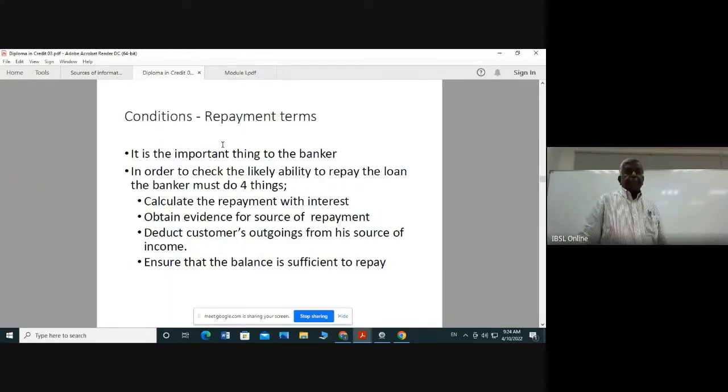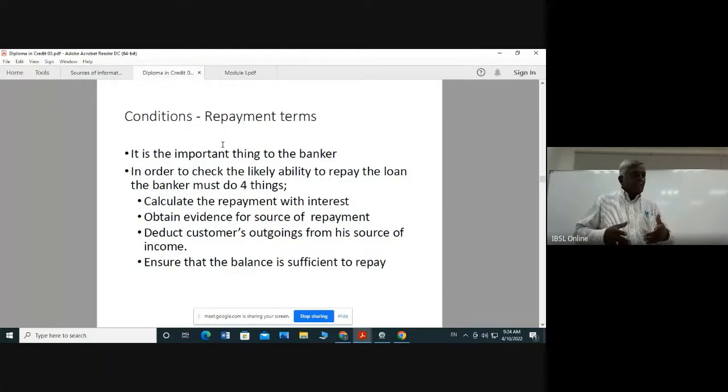Then repayment term. This is important for the bank. The banker is granting the facility, and the repayment is very, very important. So the customer should have the capacity, the second C we have discussed. In order to check the likely ability to repay the loan, the banker must do four things.